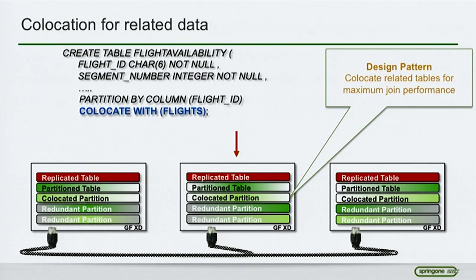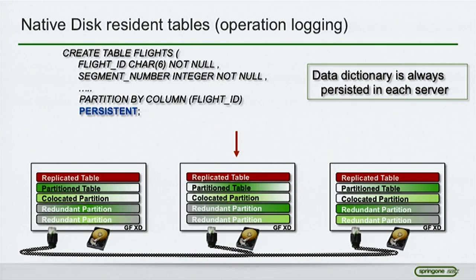In this case, here's an example of co-locating flight availability with flights. We want to fetch those together. That gives you great join performance.